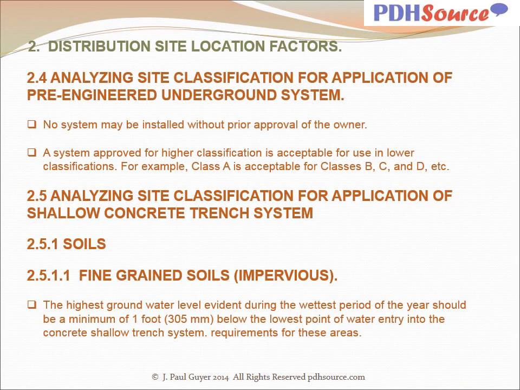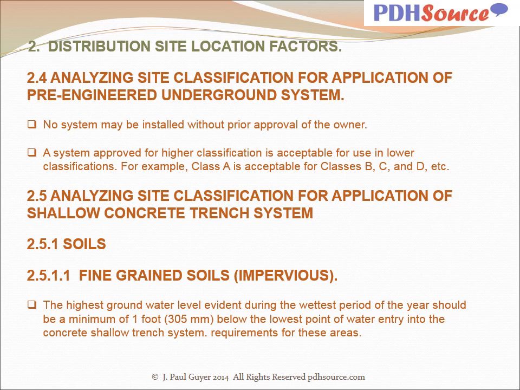No system may be installed without prior approval of the owner. A system approved for higher classification is acceptable for use in lower classifications. For example, Class A is acceptable for classes B, C, and D, etc.